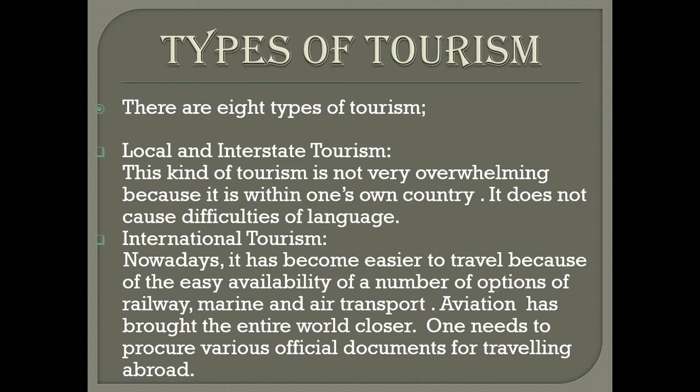The next type is international tourism. Nowadays it has become easier to travel because of the easy availability of a number of options of railway, marine and air transport. My dear students, nowadays people mostly use air transport, which is easily available. Very few people go by marine, which means by ship, or by railways. Most people prefer to go by air transport. Aviation has brought the entire world closer.